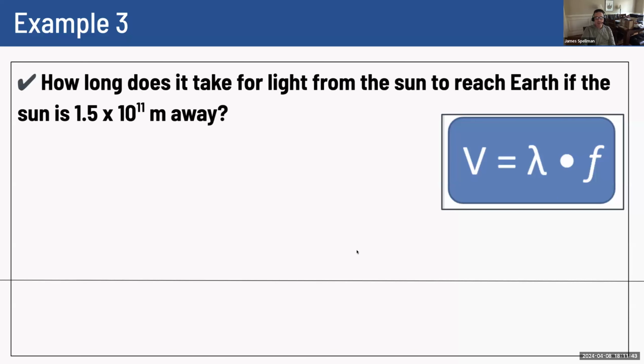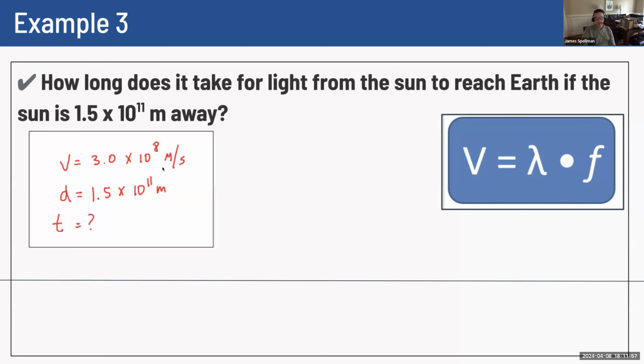And then finally, our last example really doesn't use this formula over here. It uses one of our formulas from first semester. How long does it take for light from the sun to reach the earth if the sun is 1.5 times 10 to the 11th meters away? So in this one, we need to use our velocity distance time formula. And we're given, again, we know the velocity of light is going to be 3.0 times 10 to the 8th.